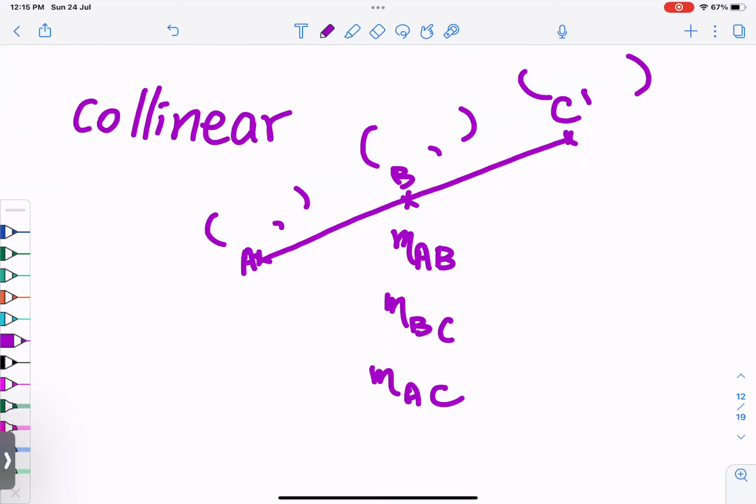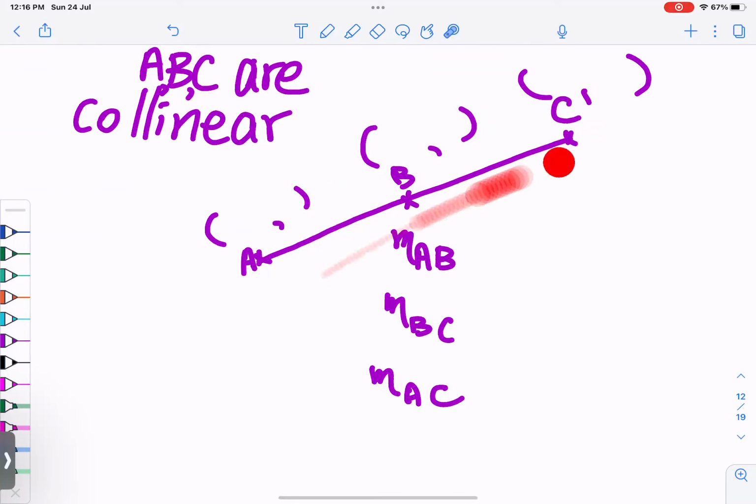What does collinear mean? Points on the same line. So all these points are on the same line. So A, B, and C are collinear because all their slopes are same. Which slopes? Slope of AB, slope of BC, slope of AC, they all are same. So they are in the same line, same straight line. So they are collinear. All right.